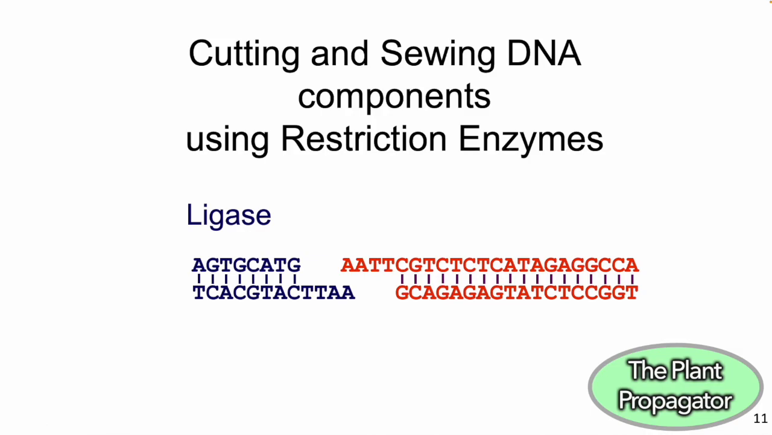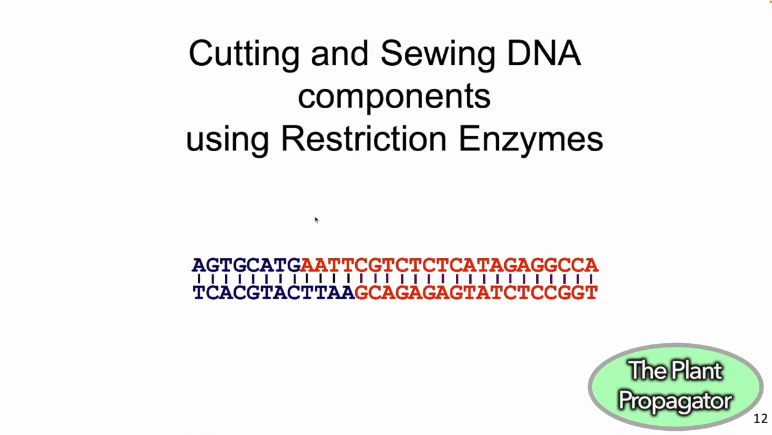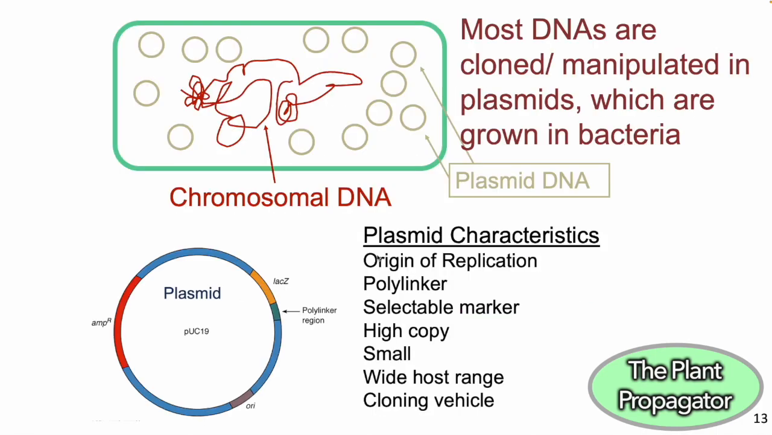It essentially will allow you to sew them together, shown right here. All right, so this is what happens when you cut and sew DNAs together very precisely using this approach. All right, so what you can do with this then is clone DNA pieces as fragments of DNA into these circular DNA molecules called plasmids.